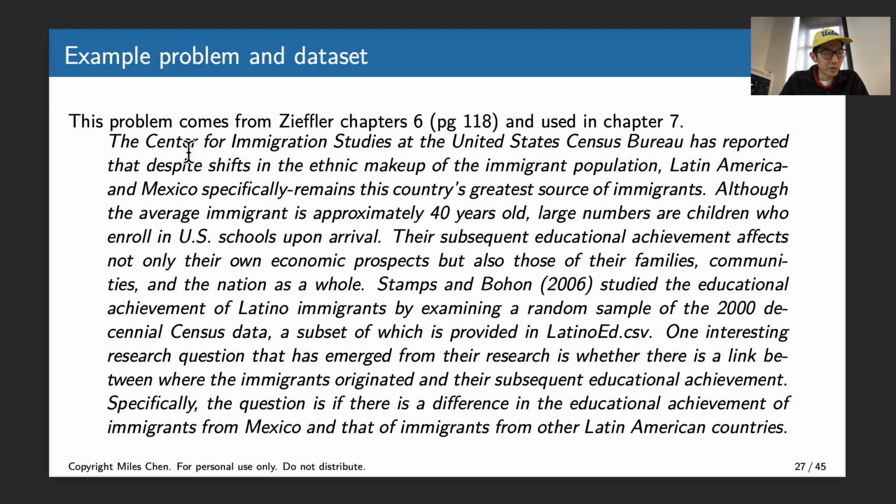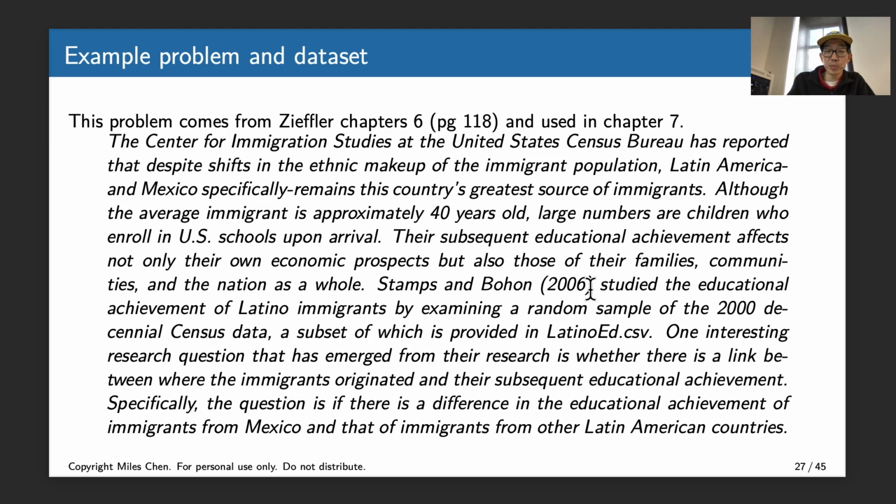It's the example we can use for bootstrap. Okay, so what they're looking at is information from the U.S. Census Bureau about immigrant populations. Specifically, they're looking at Latin American immigrants and Mexican immigrants. And it says, although the average immigrant is approximately 40 years old, large numbers are children who enroll in U.S. schools, and their subsequent educational achievement affects not only their own prospects, but also those of their family, communities, and the nation as a whole.